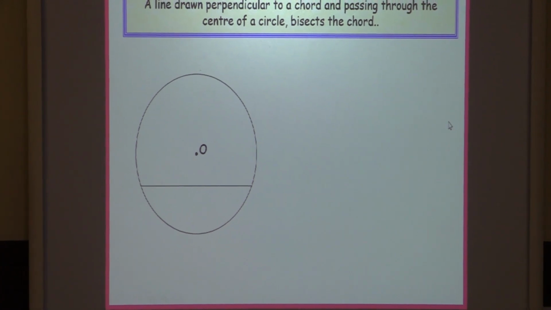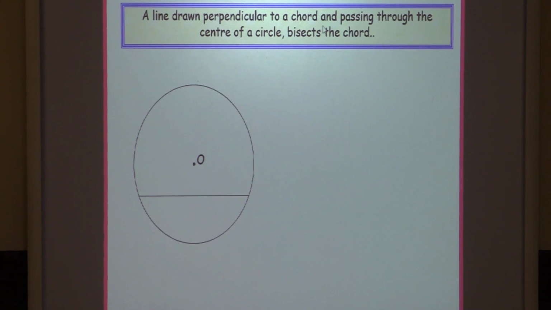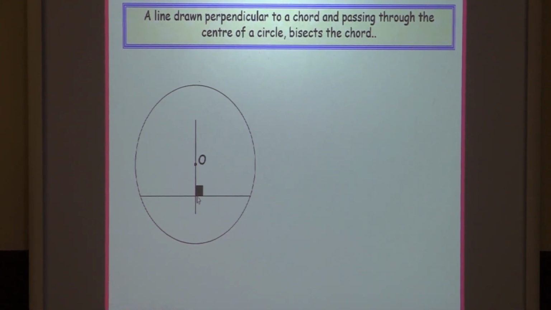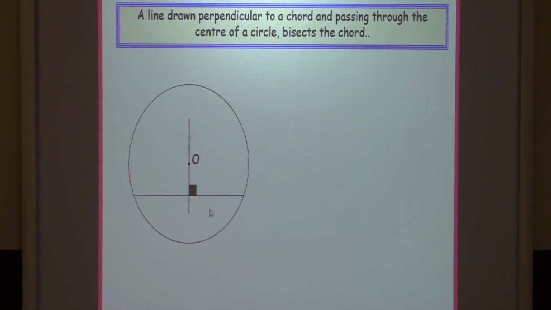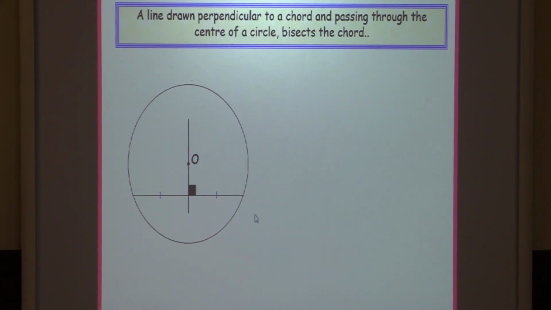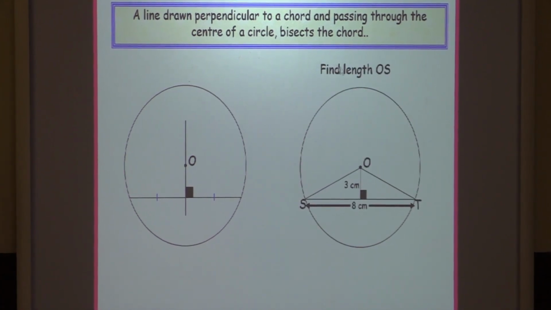These are the theorem, converse theorem, chord bisector. A line drawn perpendicular to a chord and passing through the center of a circle bisects the chord. We've got a line that is drawn perpendicular to a chord. What does it do? It bisects the chord. It makes this side equal to this side. That theorem is important.